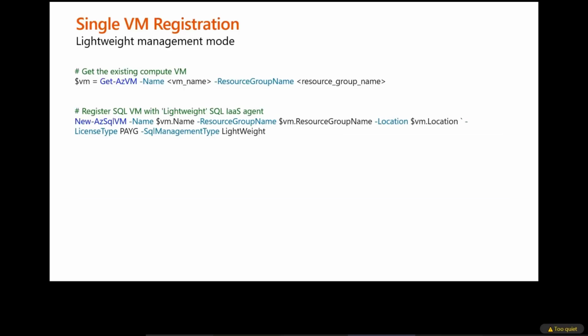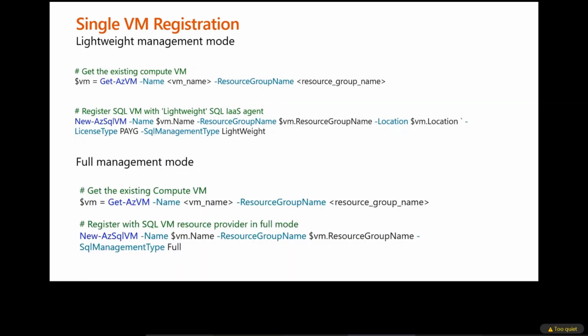All right. Okay, if you don't want to enable it at the subscription level, you can enable it at the VM level, just one VM at a time. Maybe you don't want to register some VMs, so it's up to you. So you can go to the VM and use this command right here.